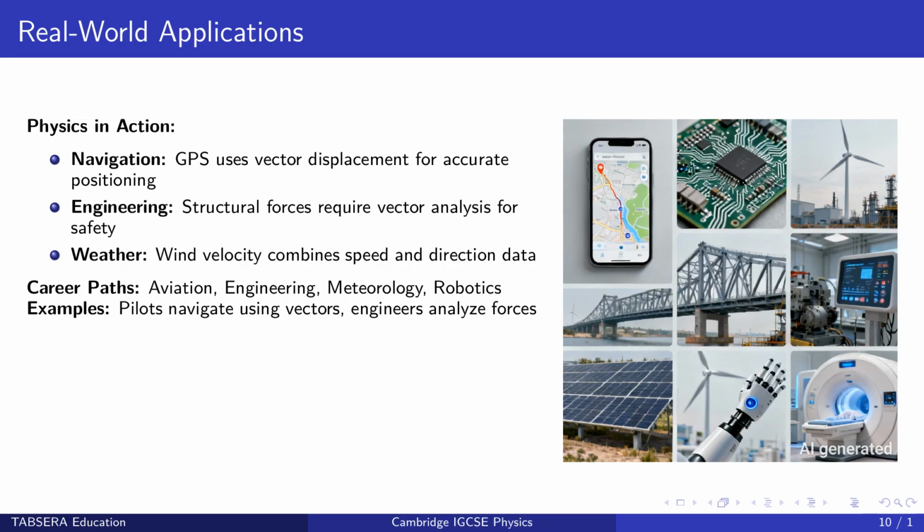In engineering, structural forces require vector analysis for safety. Engineers must consider force magnitude and direction to design safe buildings and bridges. In weather forecasting, wind velocity combines speed and direction data. Meteorologists report wind as vectors because direction significantly affects weather patterns.